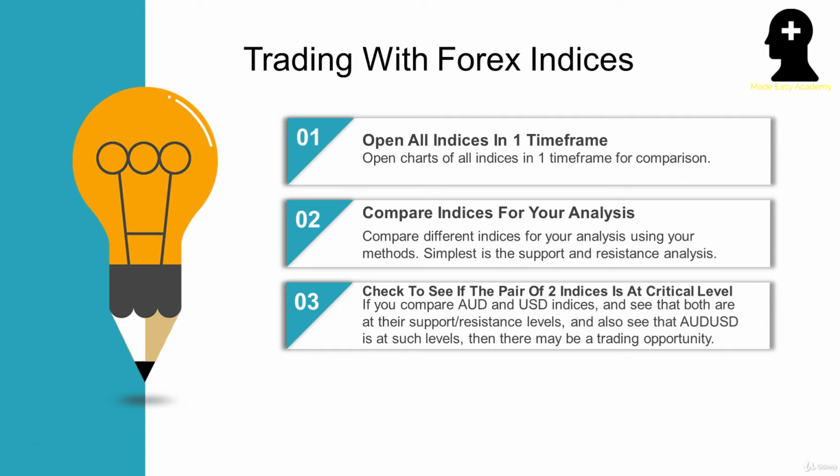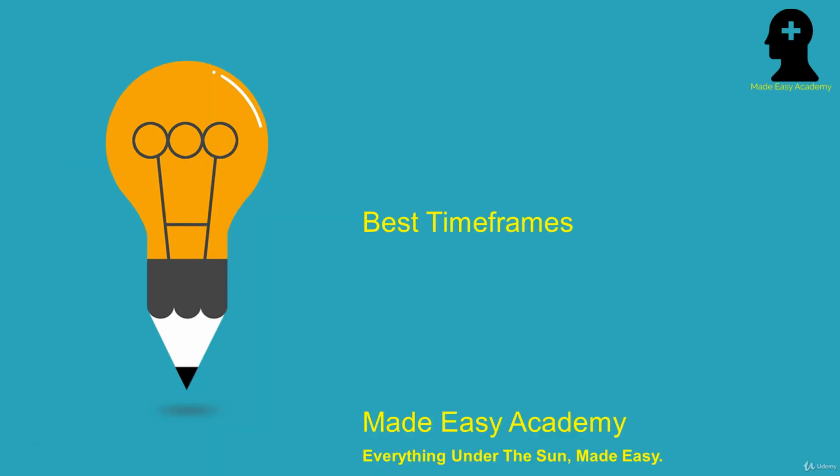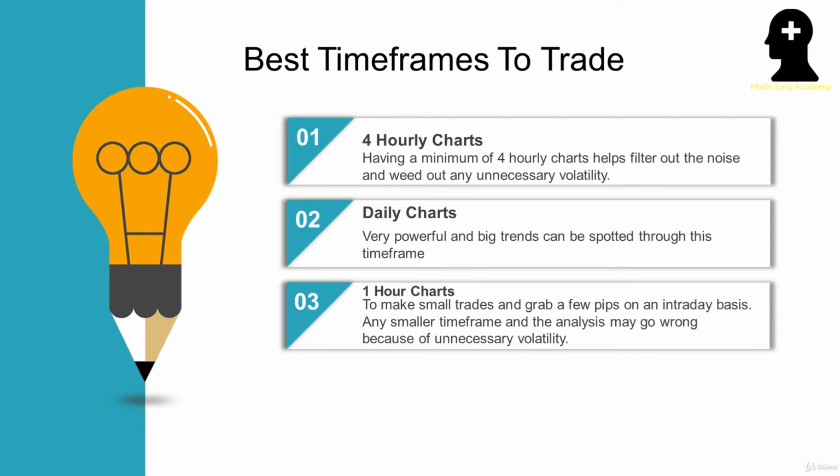Moving on, I have the best time frames for you to be trading in. 4 hourly charts, a minimum of 4 hourly charts. If you look at a minimum of 4 hourly charts, it basically helps you filter out the noise and weed out unnecessary volatility. Like I said, smaller time frames have a lot of volatility, but if you look at the 4-hour time frame, the volatility is usually smoothed out, ironed out, so your analysis can basically be correct.